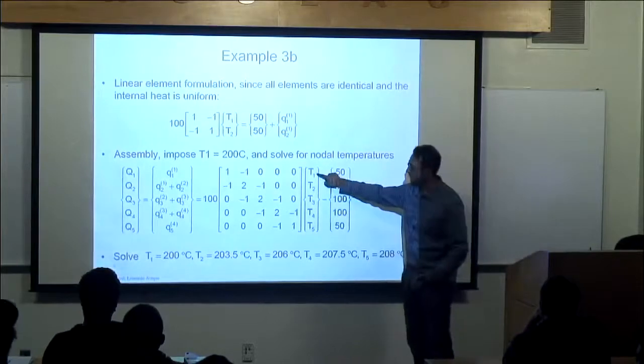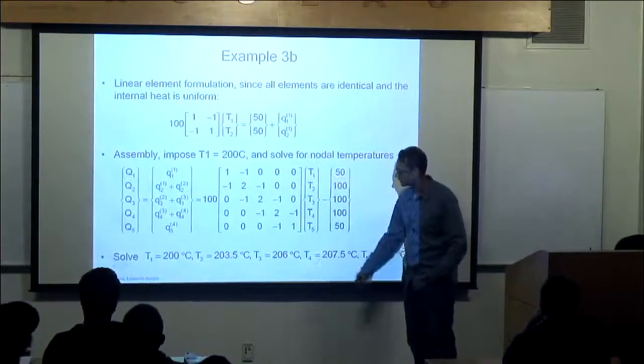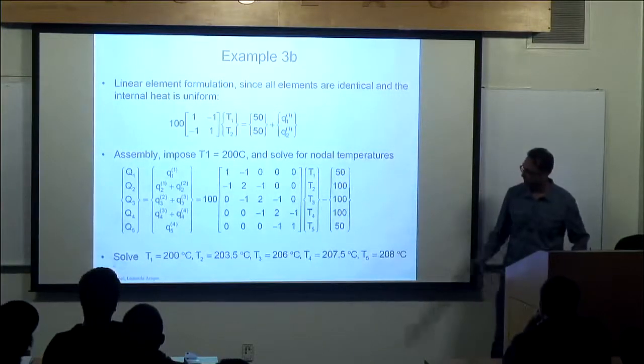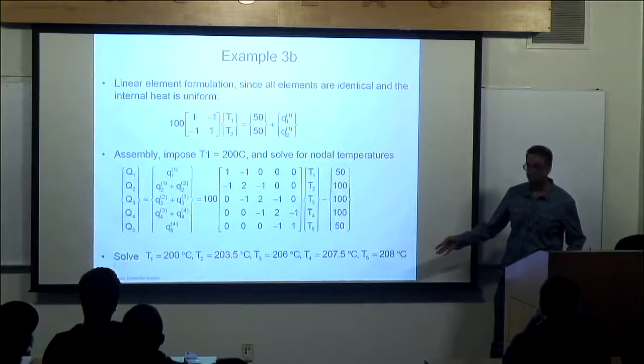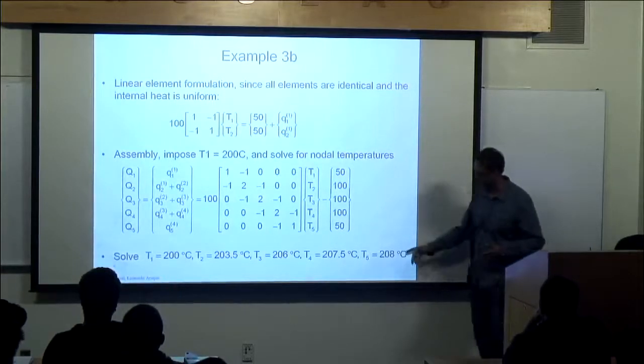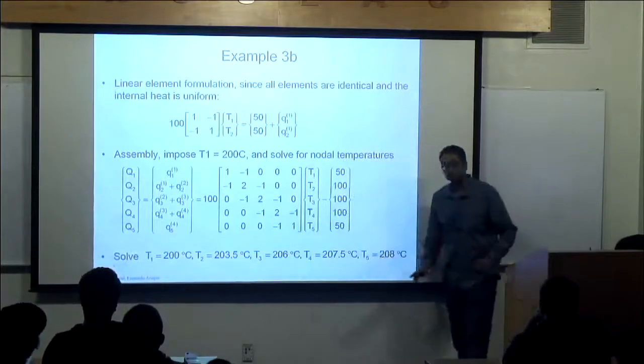T1 is 200. You're specifying that, so you can get the rest of the temperatures. And that's what you get. I did it here. This actually makes a lot of sense. It's telling you I'm not losing a lot of heat. Maybe 400 watts is not enough to really heat up this bar too much. That's what it's telling me physically.